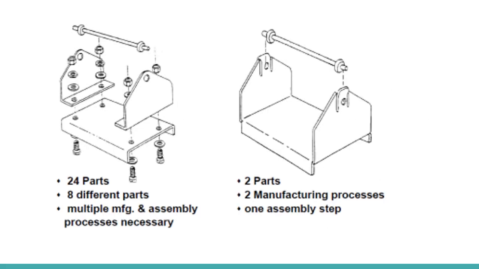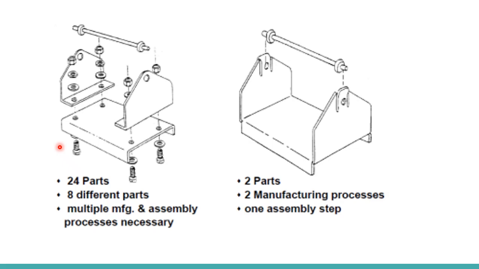So there is one assembly with all these parts: nuts, bolts, shafts, side walls, base plate, base nuts, rings. There are a total of 24 parts in 8 different types. So multiple manufacturing and assembly processes are necessary. In the other design, there are only two parts, two manufacturing processes, and one assembly step. One by one the nuts and bolts are arranged, so multiple manufacturing and assembly operations are needed.